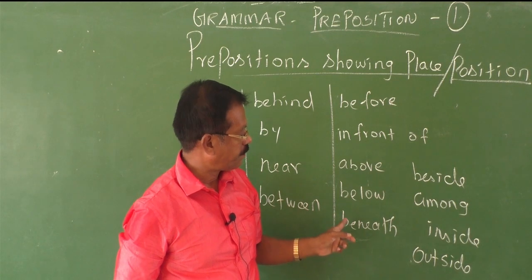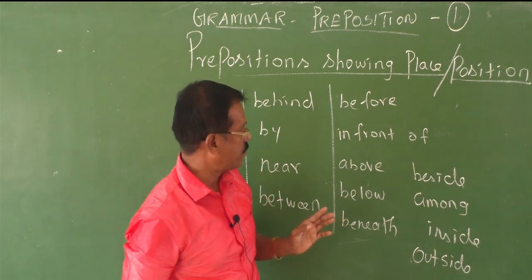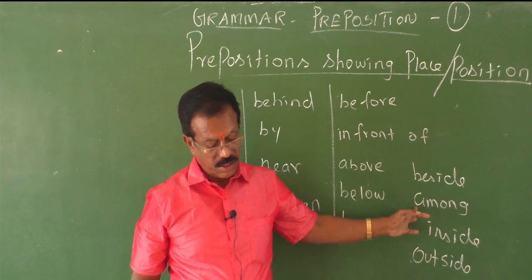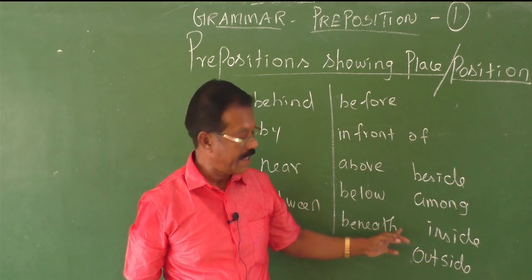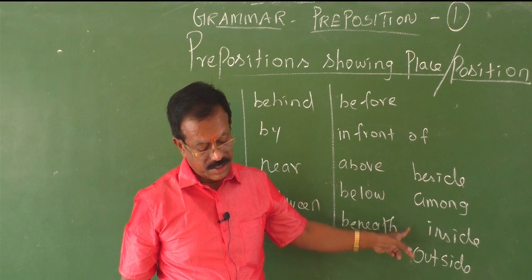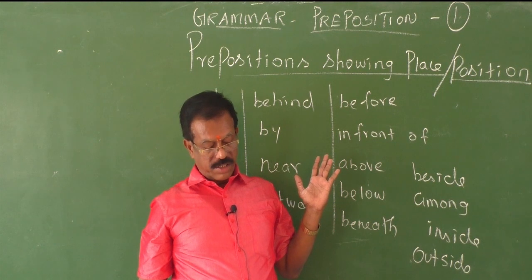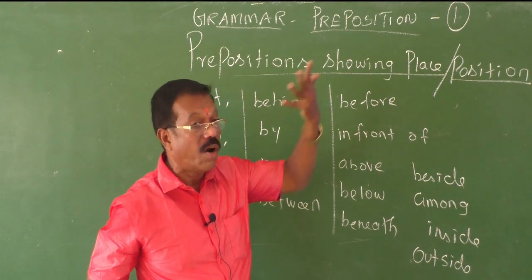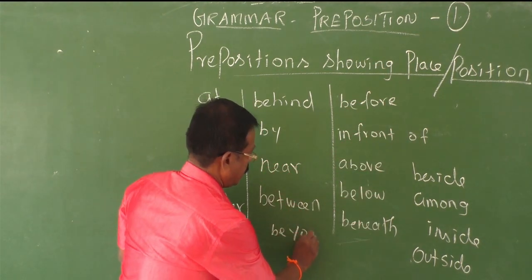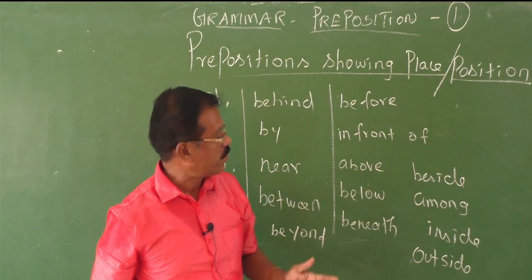And then we live beside the river. The house is located among the trees. The man is sitting inside the car. They are standing outside the door. The boy leans against the wall. The mountains are beyond the hills. That also is beyond. Generally it is called yonder. So beyond the hills. The lamp is over the table.